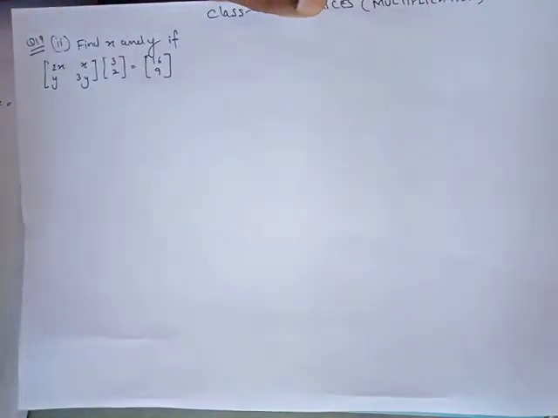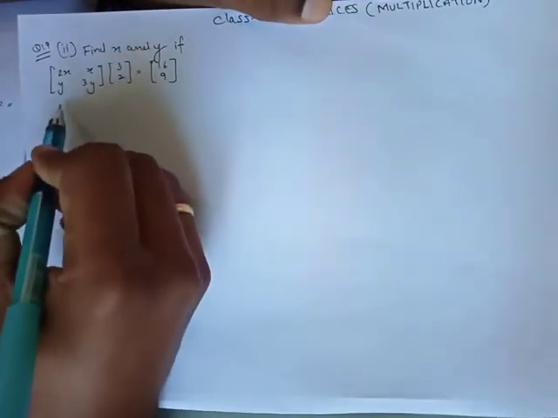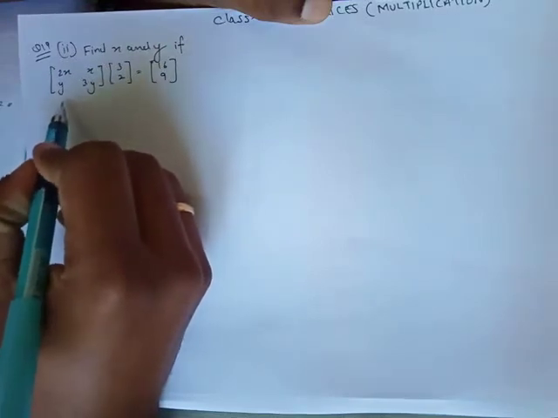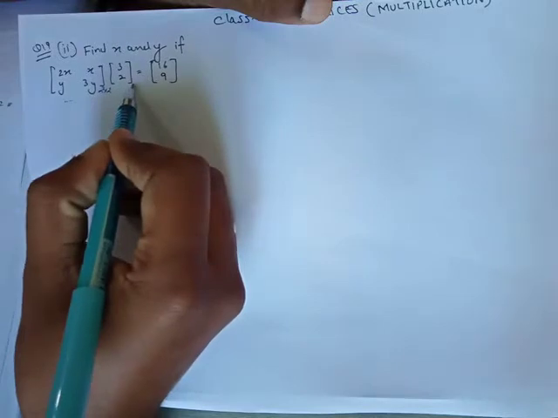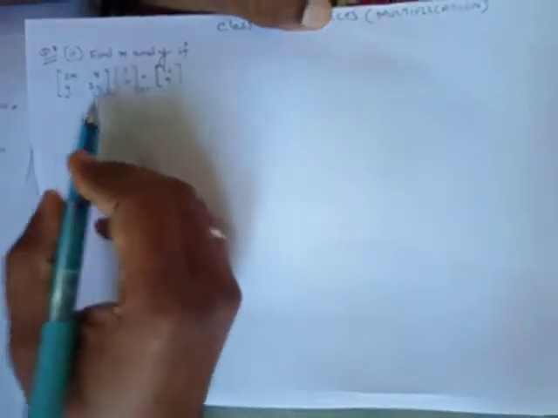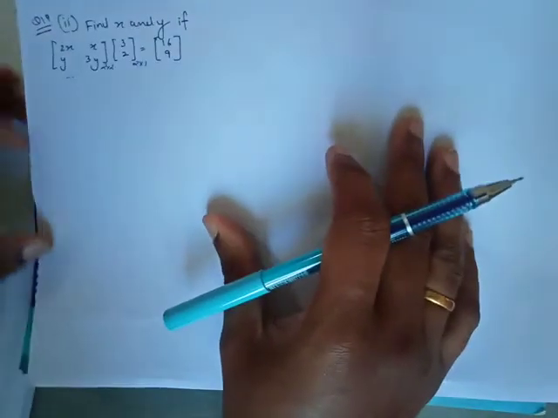So my job is to multiply both of them. I'm going to multiply both the matrices. When I multiply both the matrices, the order of this is 2 into 2 and the order of this is 2 into 1. After multiplying, what order am I going to get? Anyone knows? 2 into 1. I'll get an order of 2 into 1.